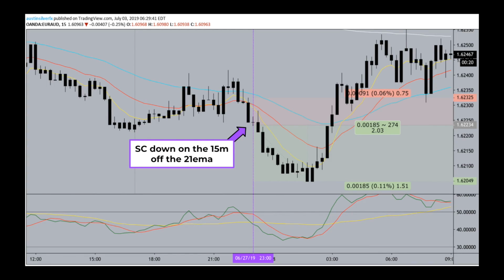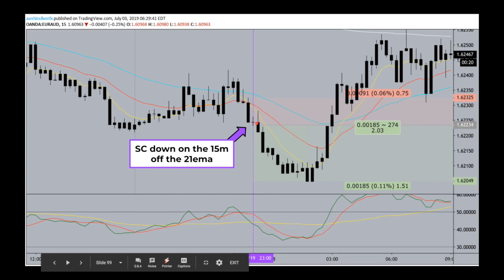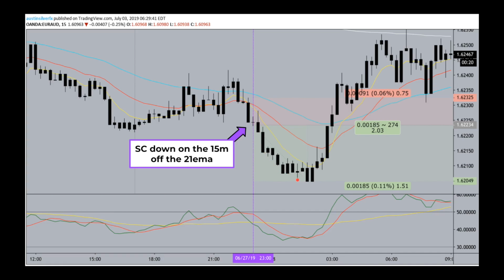You don't need it though, and I want you to understand that. Here, we have a 15-minute shift candle on Euro AUD at about 23, so right before midnight. It's about 11 p.m. The shift candle down comes as we have a perfect TDI in the sell zone. RSI is under the trend line, so everything looks good on the 15-minute. And if you were just using the 15-minute, this could be a breakout.